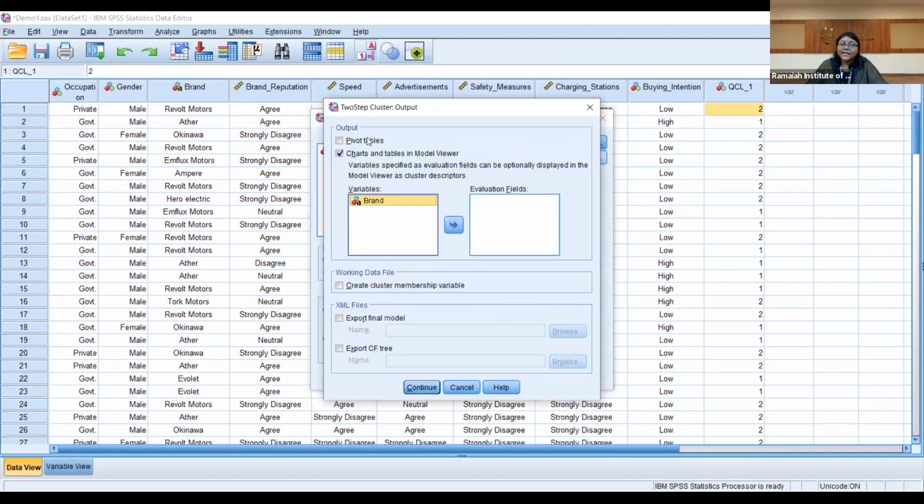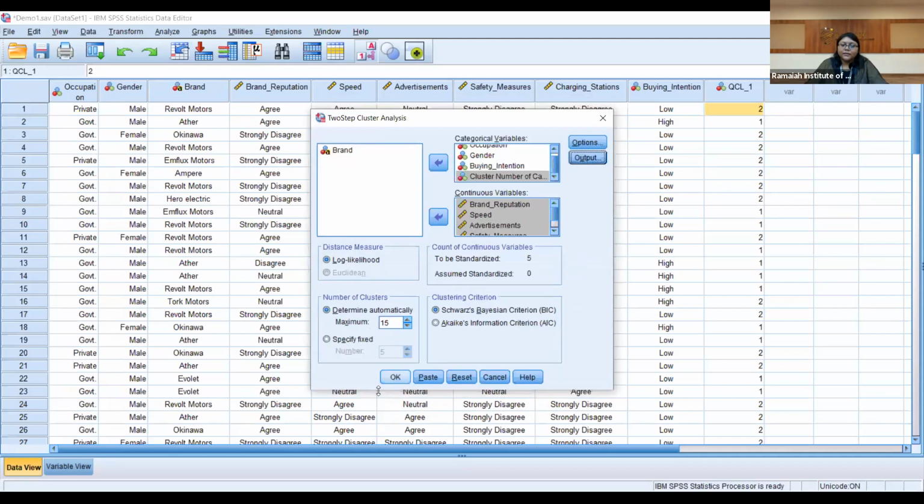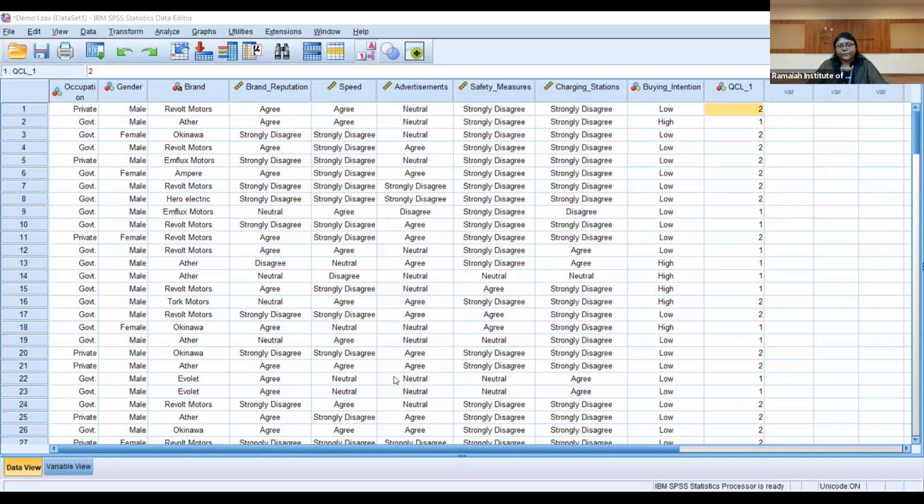output. Now in this case, if you want to see the pivot tables, you can click on it, or else if you want to see the charts. Now the one which we skipped, that is the brand. Any variable which you have not considered but you want it to be evaluated, you can take it here in the evaluation field. And if you want to create a cluster membership variable, you can create it. That means along with the data set, it will come here. Or else if you do not want it, you should not click it. And then we click on OK.